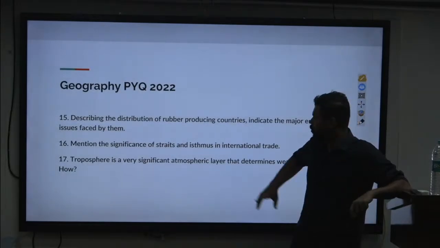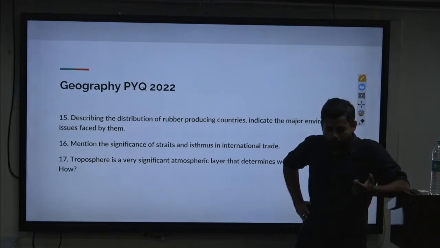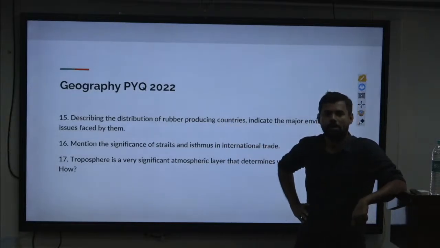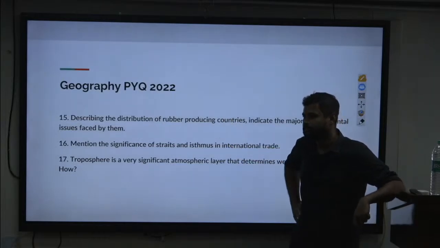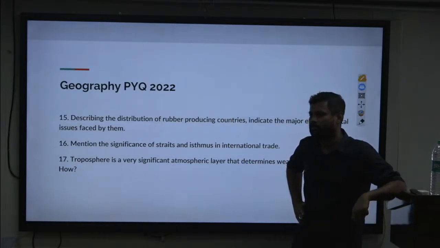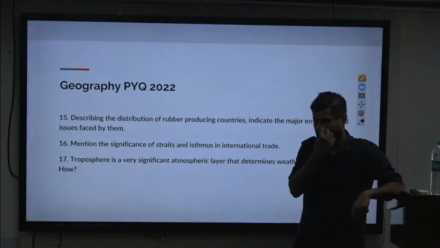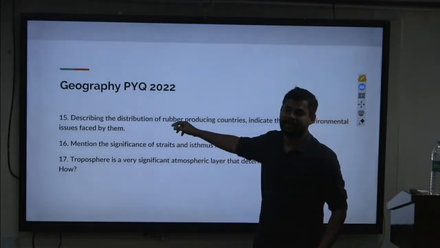Will you study in any book the distribution of rubber producing countries? So, from what will you extract points for this answer? Tell me the topic in the book from which you will extract the answer. Correct. So, which topic will overlap with this? Which topic? Not weather, climate. Okay. The world climatic types.